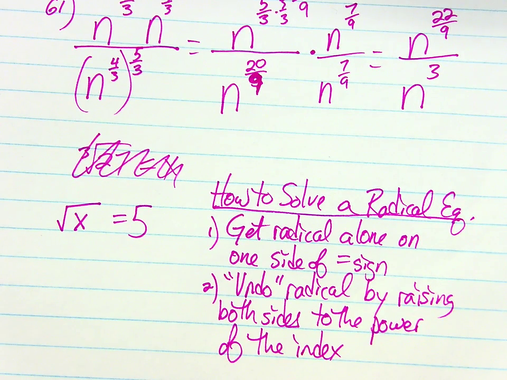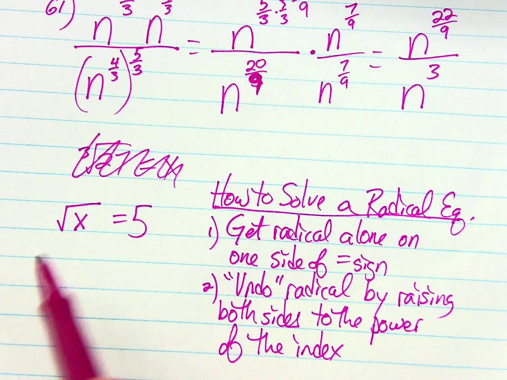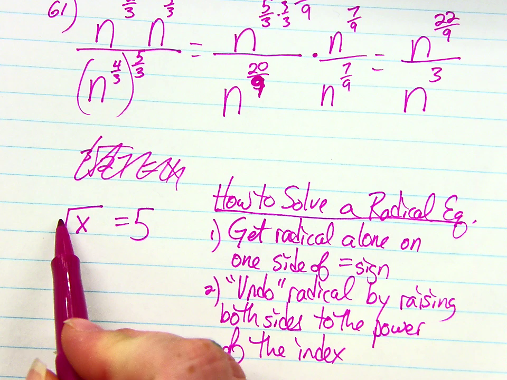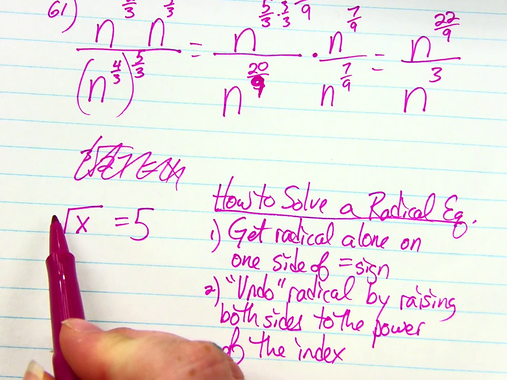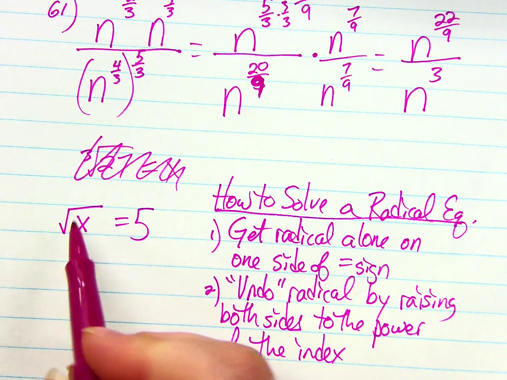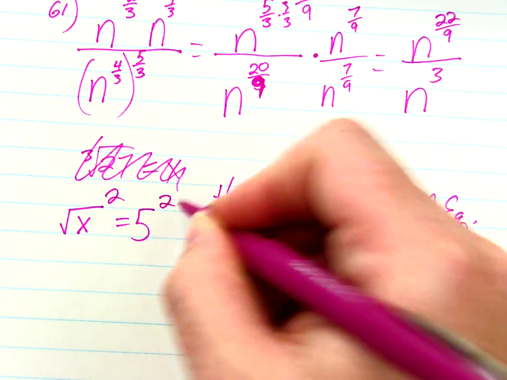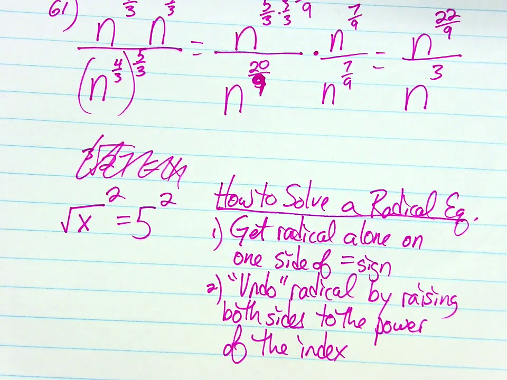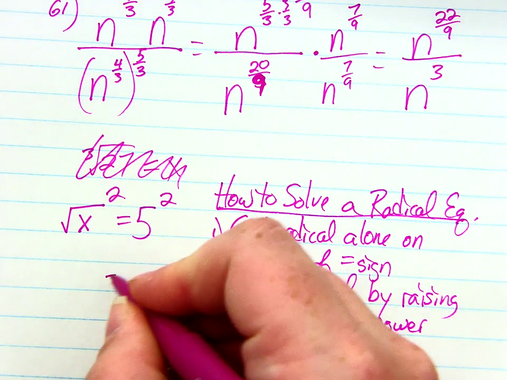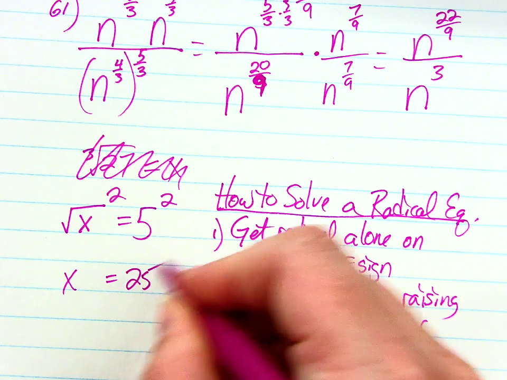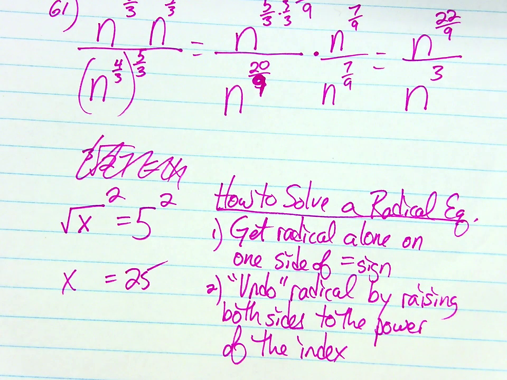Remember what the index was? What's the index of square root of x? It's a 2. It's that little teeny tiny number that lives right there. And if there is no number there, it's a 2. So my index in this case is 2 because it's a square root. So I'm just going to square both sides. And when I square the square root of x, what do I get on the left-hand side? Just x, and on the right I get 25. And I'm done.